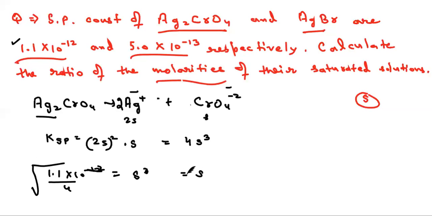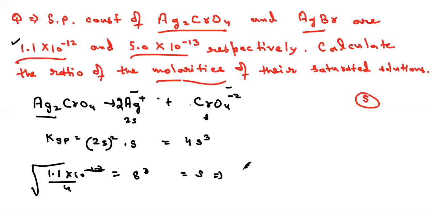So right now I have the calculator. If I want to find out the value with the help of the calculator here, I am taking 1.1 into 10 to the power minus 12 divided by 4, and then I'm taking the cube root of that.